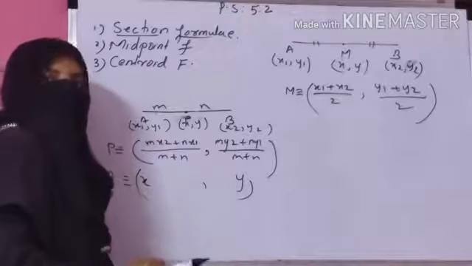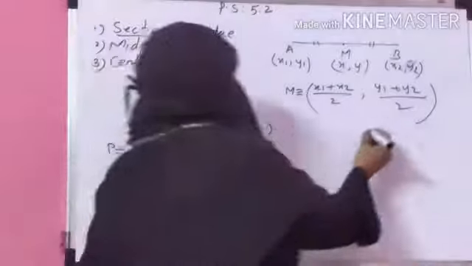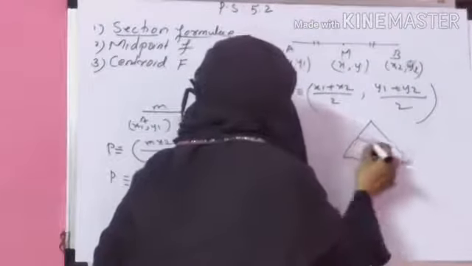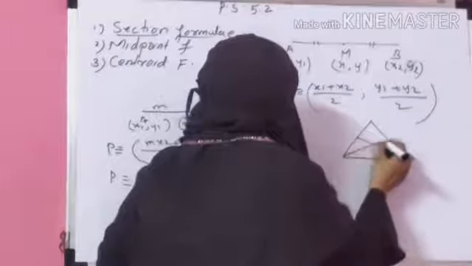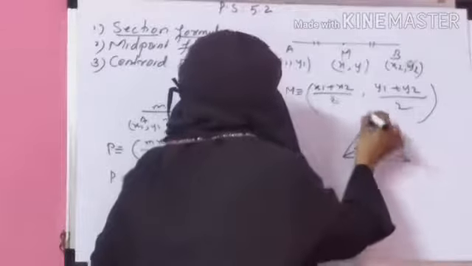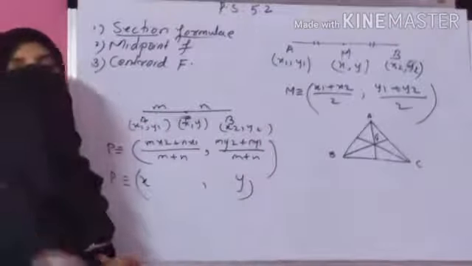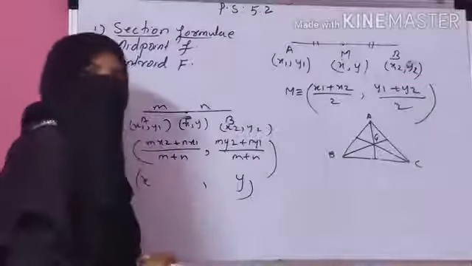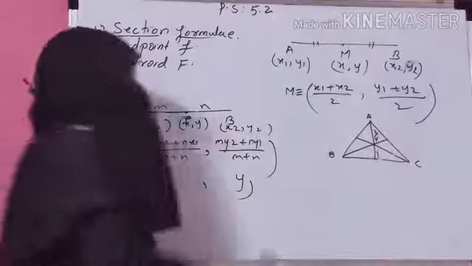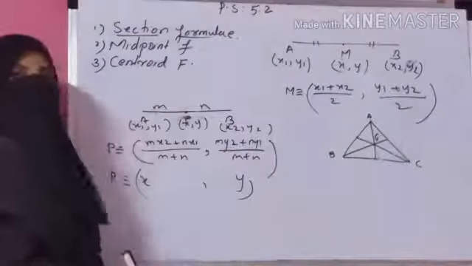Centroid is the point of intersection of three medians of a triangle. Centroid is indicated by G. The centroid divides each median in the ratio 2:1, if you remember. But here there is no need of this ratio. We just have to discuss the centroid formula here.